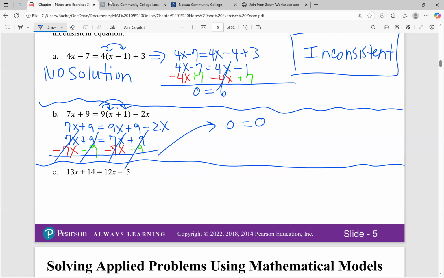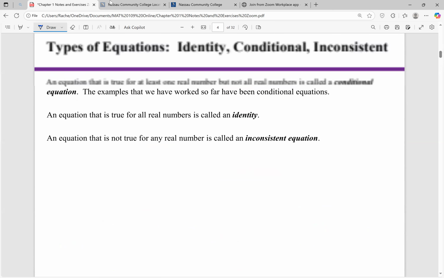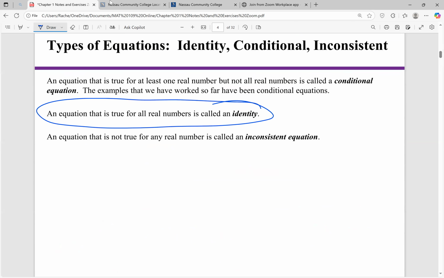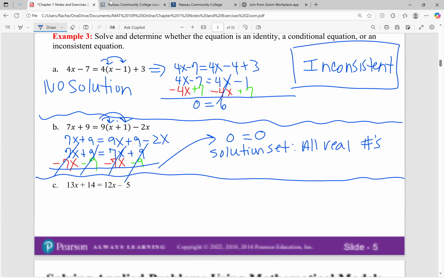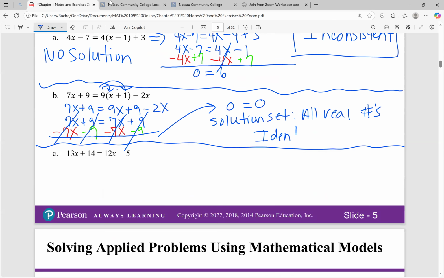But that is a true statement, right? 0 does equal 0. And just like I explained to you before in that previous step, we could plug in anything for x and it's going to make both sides of the equation equal, right? So your solution set is all real numbers. So any real number will work. And if that's the case, an equation that's true for all real numbers, we call that an identity. So this equation would be an example of an identity.